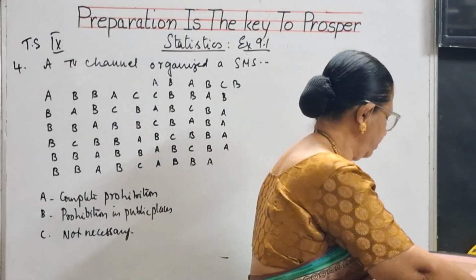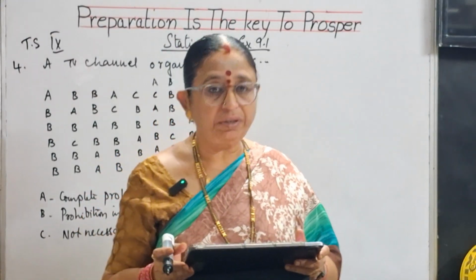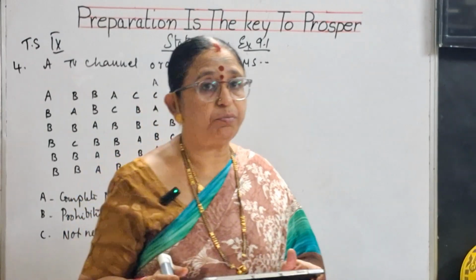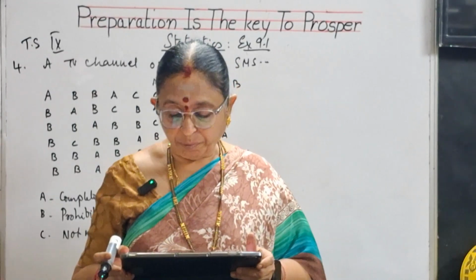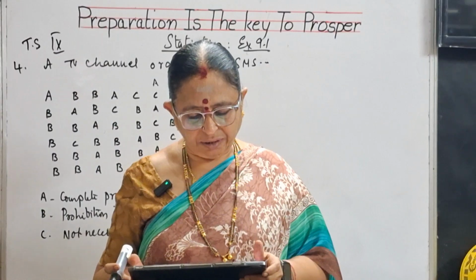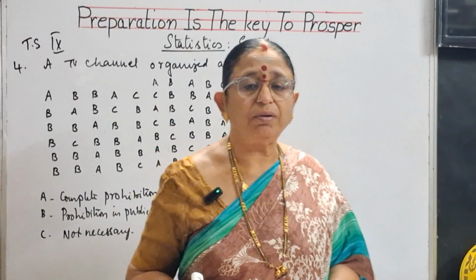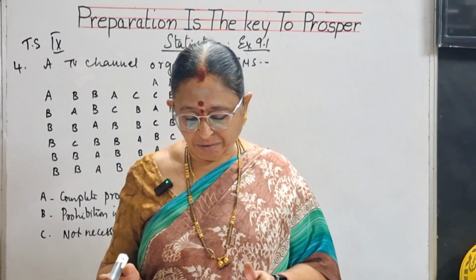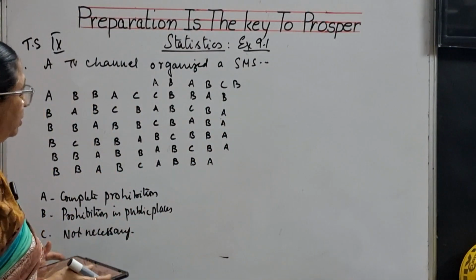The sum here is: a TV channel organized an SMS poll on prohibition on smoking, giving options like A, complete prohibition, B, prohibition in public places only, and C, not necessary. Like this, they have given the options A, B, C. So the people have to send an SMS, whether it is A or B or C, whatever they like. And the SMS results are there, as given in the textbook. I have written it, children.